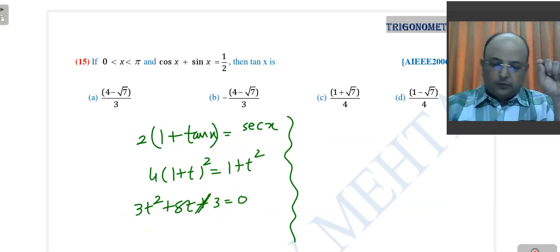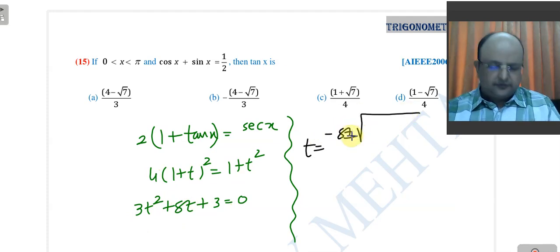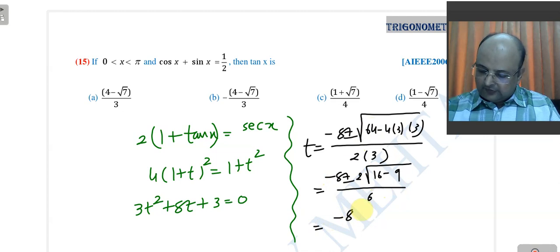If there was a minus here, it would have been very good. I don't have factors right now. We go for t. t equals minus 8 plus or minus the help of the discriminant. b² means 64 minus 4ac, this is 3, this is 3, and 2a, that is also 3. Done. So at least these two answers are gone. Okay, I go for minus 8 plus or minus. I take 4 out, so this will be 2. 16 minus 9, so this will be 6. Let me divide by 2. Minus 4 plus or minus root 7 by 3.